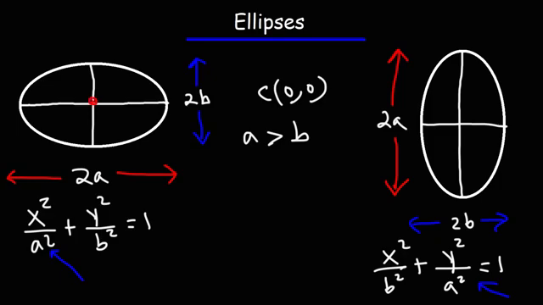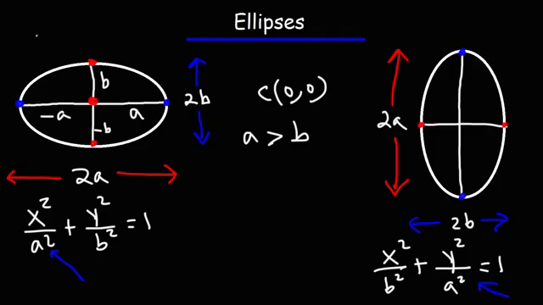So let's say this is the center. This is going to be positive a, or just a, and this is negative a, this is b, and this is negative b. So here are the major vertices, and these 2 points represent the minor vertices. For the graph on the right, here are the major vertices, and here are the minor vertices.